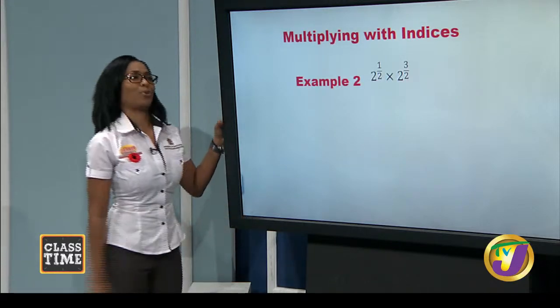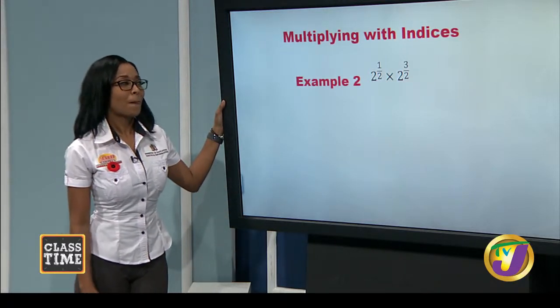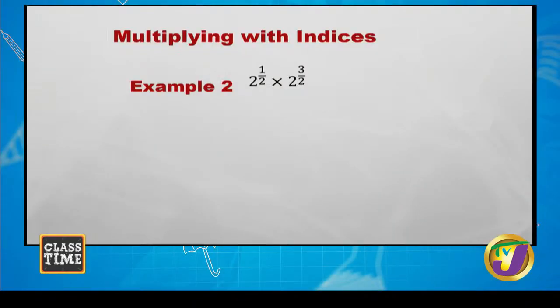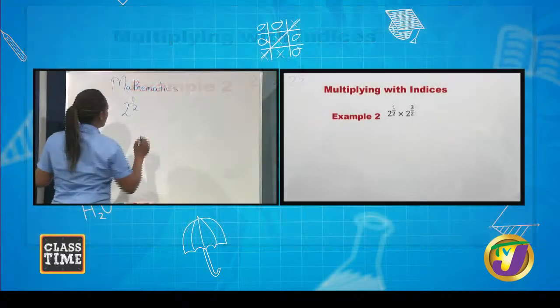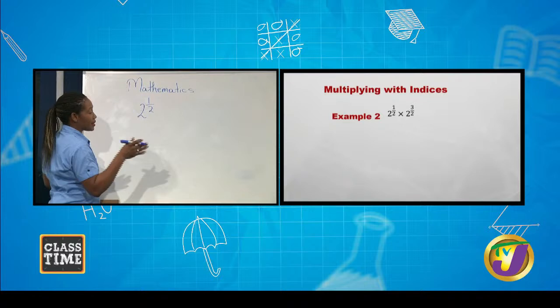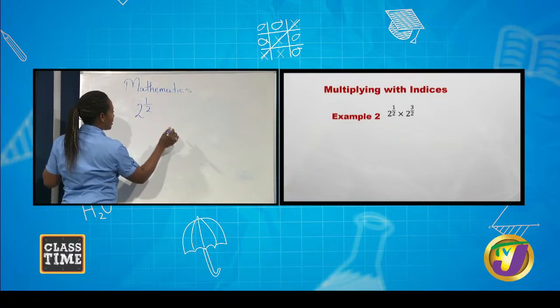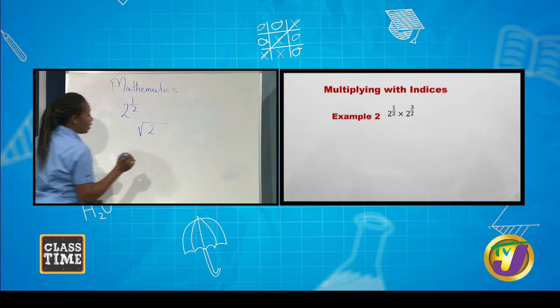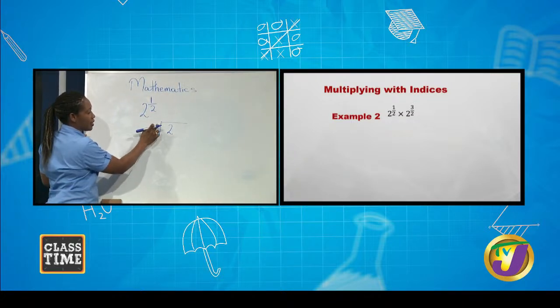So we're stepping it up. We're still multiplying with indices. However, look at those index values. We have a half and 3 halves. Can you imagine? All right. So when you are multiplying with indices that are fractional, let us look at what the fraction means. So we have 2 raised to the half. Now, the denominator and numerator tell you something. The denominator tells you what root you are going to operate with. So the half tells us it's a square root.